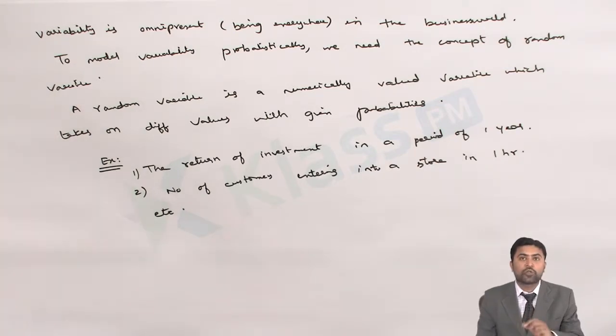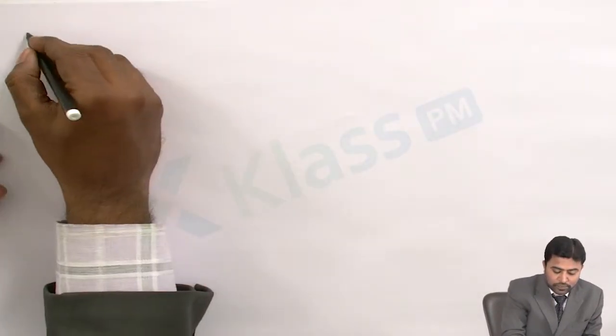Now we'll come to the actual definition of a random variable and how many types of random variables there are, and based on that we'll solve some problems. Now we'll see about random variable.